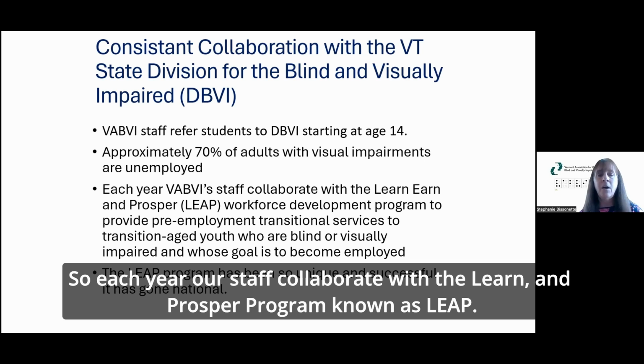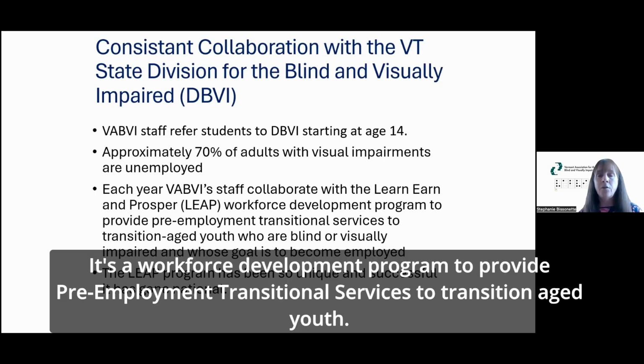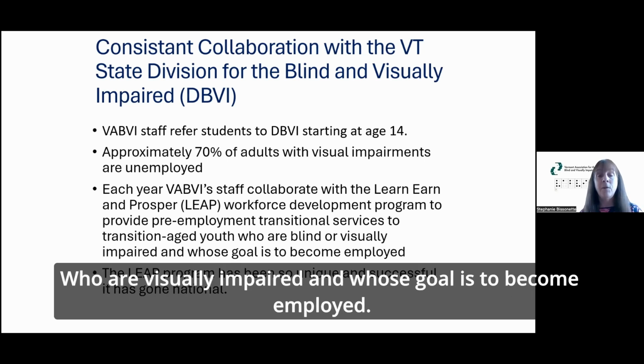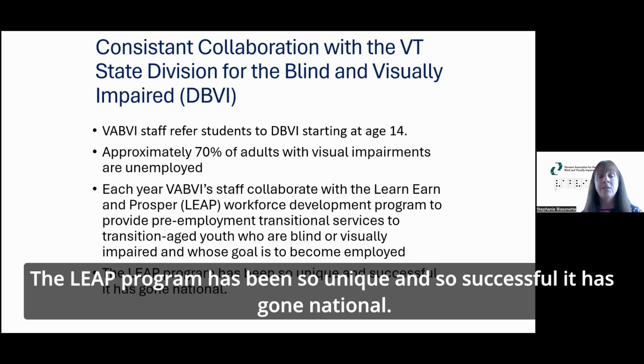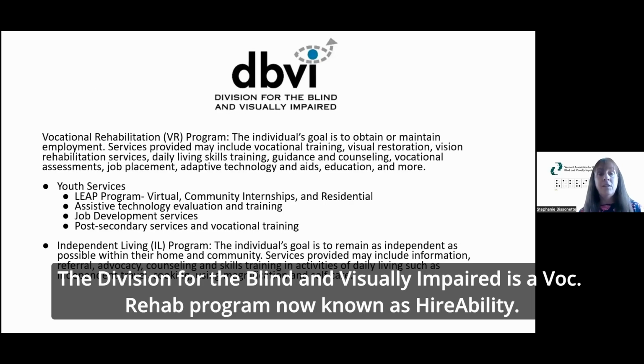So each year our staff collaborate with the Learn, Earn, and Prosper program known as LEAP. It's a workforce development program to provide pre-employment transitional services to transition-aged youth who are visually impaired and whose goal is to become employed. The LEAP program has been so unique and so successful, it has gone national. The Division for the Blind and Visually Impaired is a voc rehab program now known as Higher Ability.